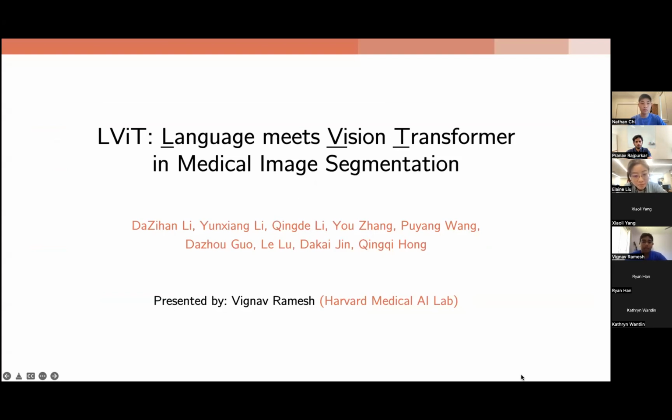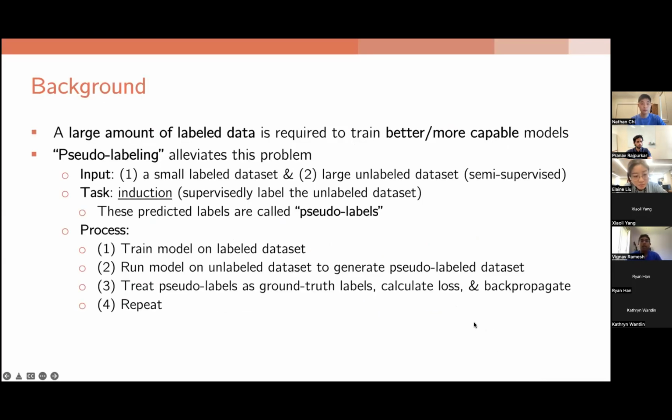Today I'll be giving a presentation on the paper LViT, Language Meets Vision Transformer in Medical Image Segmentation. So it's probably best to begin with a quick background on a semi-supervised learning technique called pseudo-labeling, which is really essential to the LViT paper. Generally, large amounts of labeled data are required to train more capable ML models. However, pseudo-labeling has largely alleviated this problem.